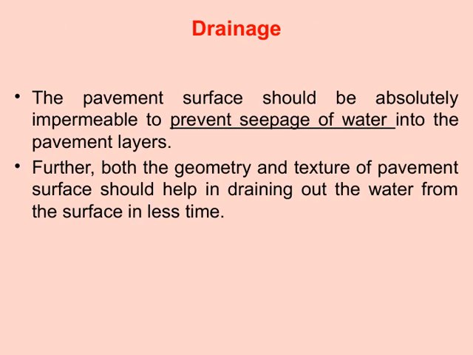Let's talk about drainage. It's crucial that the pavement surface is absolutely impermeable, meaning water shouldn't seep through into the underlying layers. This helps prevent water damage and ensures the longevity of the pavement. Additionally, the way the surface is designed plays a big role. Both the geometry and the texture of the pavement surface should facilitate quick drainage. By designing the surface with proper slopes and textured patterns, water can flow off more efficiently, reducing the risk of water pooling and related problems. Overall, effective drainage is a key aspect of durable pavement design, helping us maintain safety and performance over time.